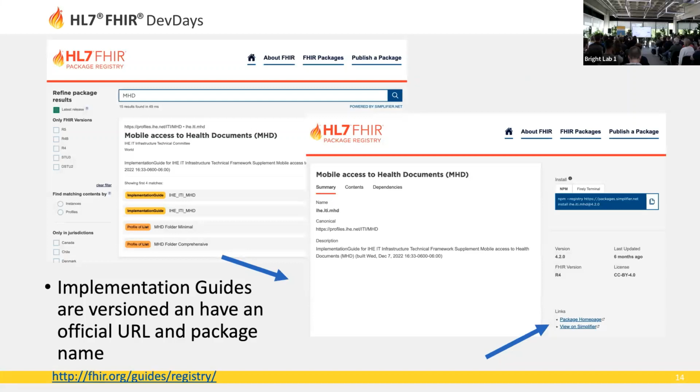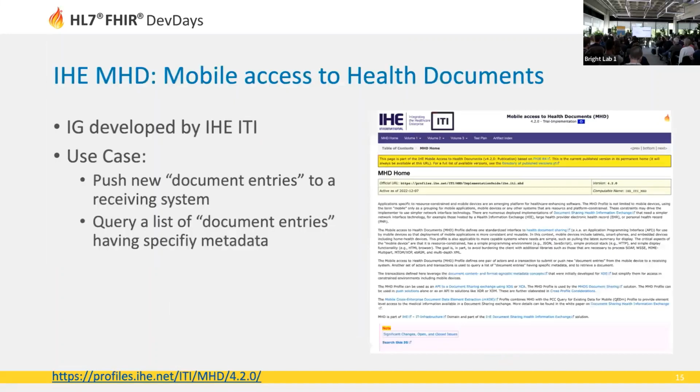We pick one here, so we get to this registry, assuming MHD, mobile access to health documents. Then you see afterwards a summary of what kind of implementation guide this is. You see links to where you can find this implementation guide and how you can also download the implementation guide package.